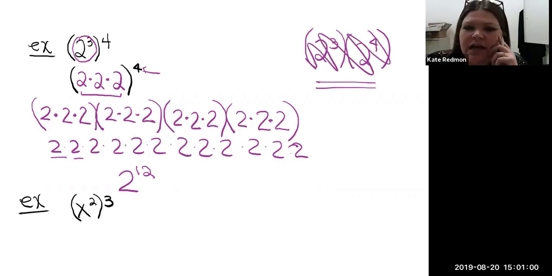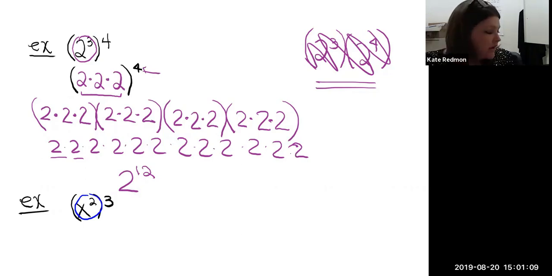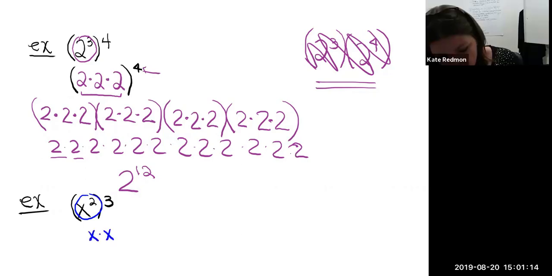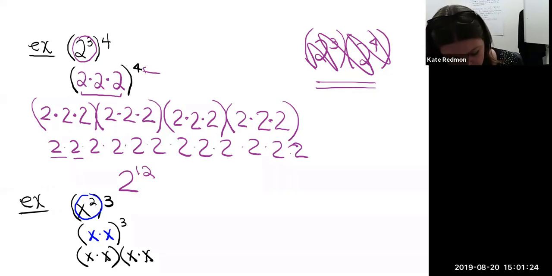Now I'd like you to take x squared and cube it. So let's again start in the center here. Help me rewrite x squared in expanded form. X times x. And now this 3 out here means that I'm going to take this entire expression, x times x, and write it 3 times. So x times x once, x times x twice, x times x 3 times.